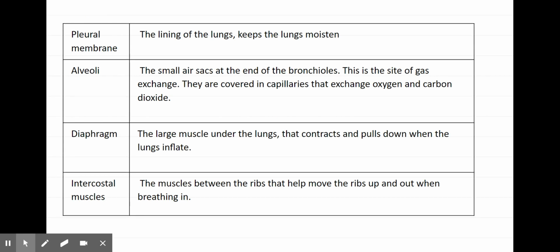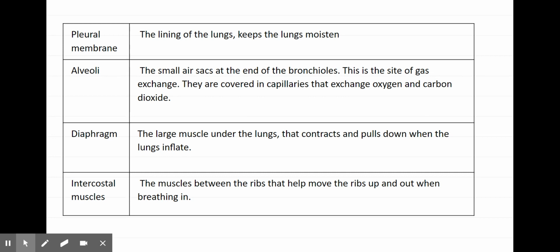So then I'm going to skip pleural membrane, I'm going to move to alveoli. Once you've reached through the bronchioles, you reach the alveoli, which are essentially the small air sacs at the end, which was B on your diagram. They are at the end of the bronchioles, and this is the most important part of your lungs. It's the site of gas exchange. It's covered in tons and tons of little tiny capillary beds or capillary sacs, and they exchange oxygen and carbon dioxide all the time.